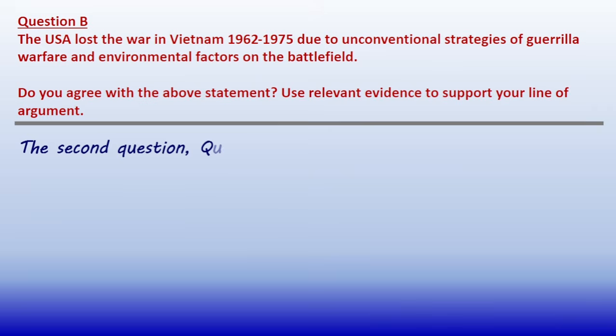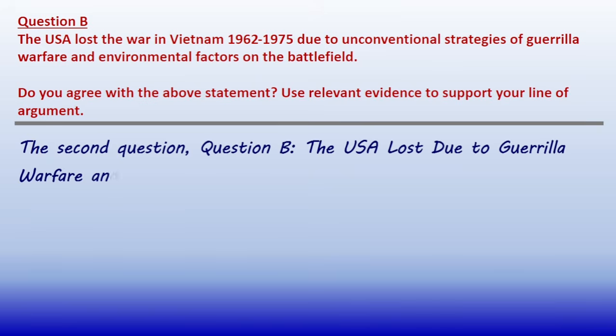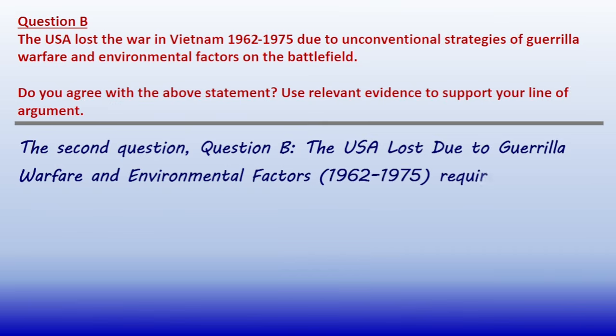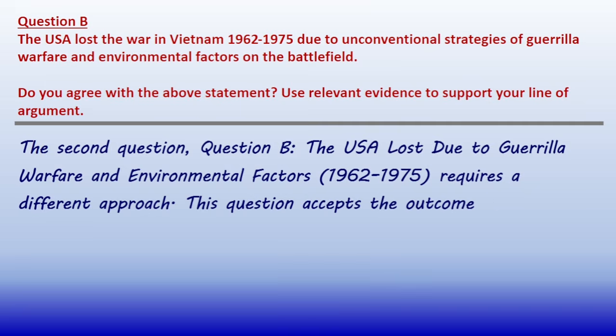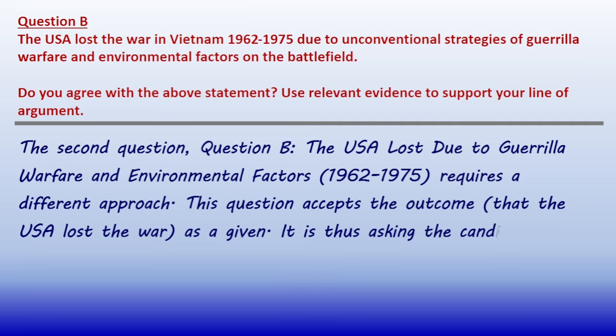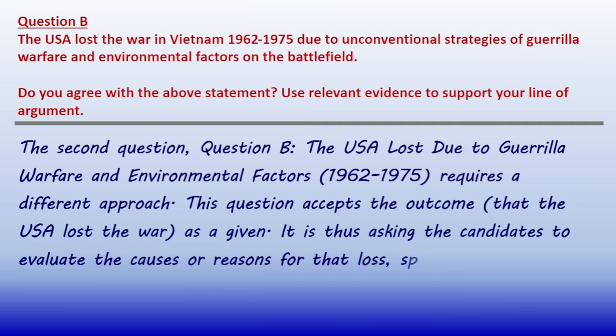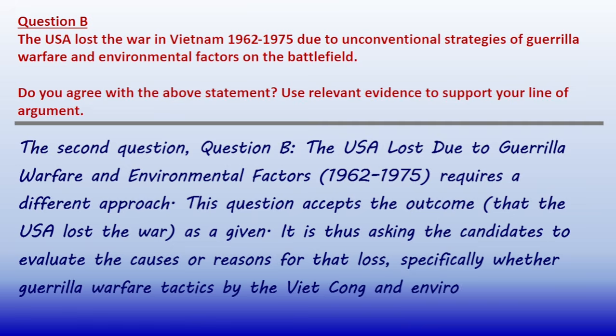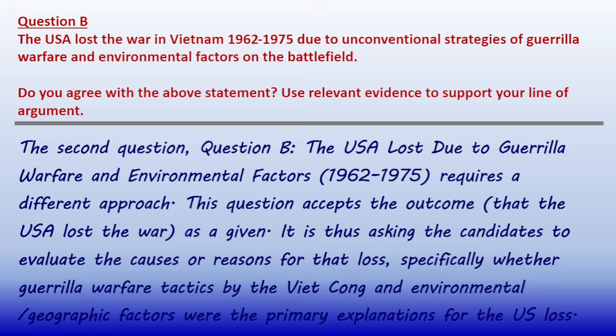The second question, question B, which states that the USA lost due to guerrilla warfare and environmental factors between 1962 and 1975, requires a different approach. The question accepts the outcome that the USA lost the war as a given. It is thus asking the candidates to evaluate the causes or reasons for that loss, specifically whether guerrilla warfare tactics by the Viet Cong and the environmental or geographic factors were the primary explanation for the US loss.